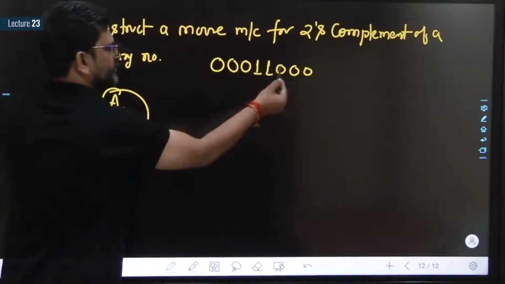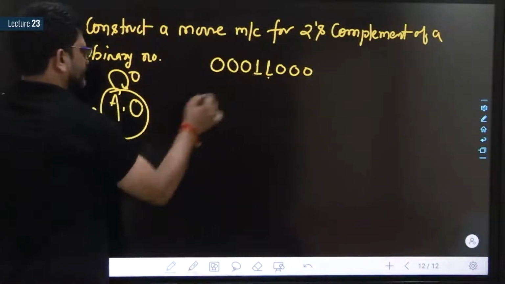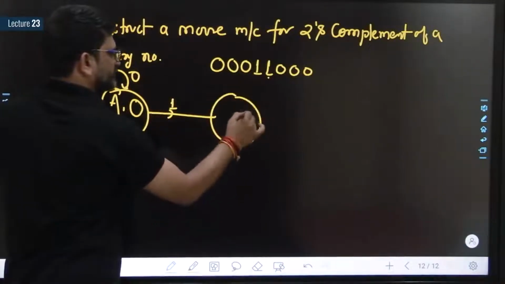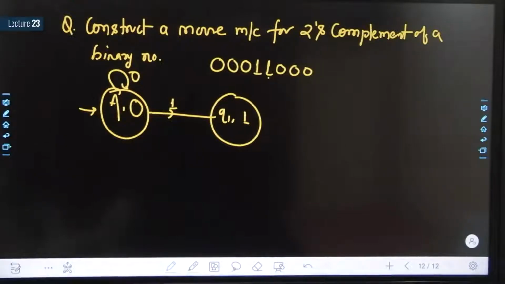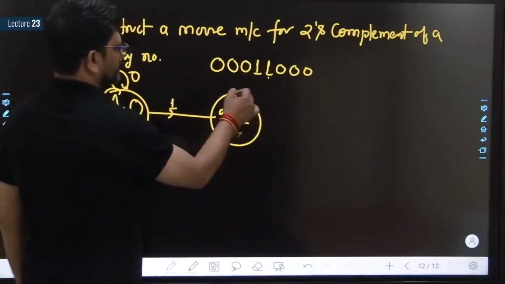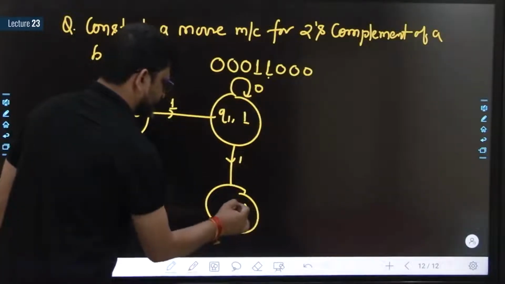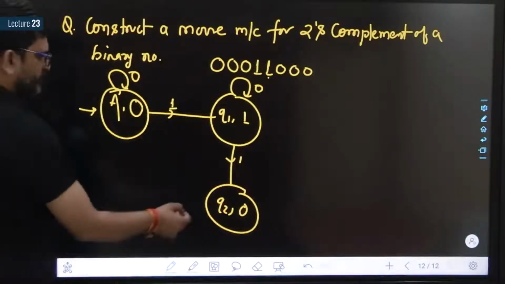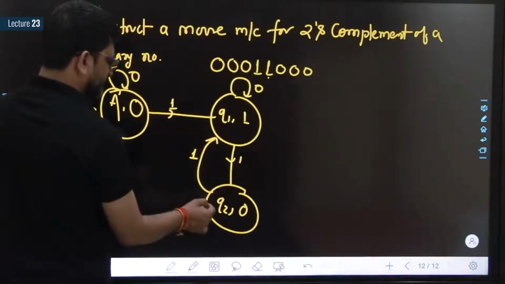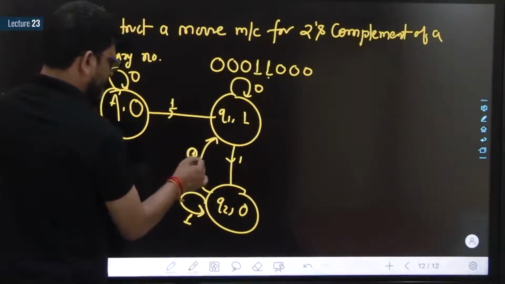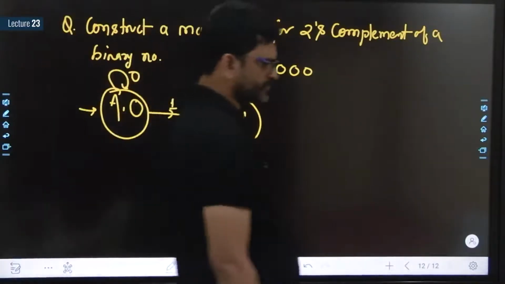Read any number of zeros from the right hand side. The output is 0. When we see 1, leave it as 1. After that, complement the number. When I see 0, it becomes 1. When I see 1, it becomes 0. On Q2, when I see 0, it becomes 1. When I see 1, it is 0. See, this is the 2's complement Moore machine.